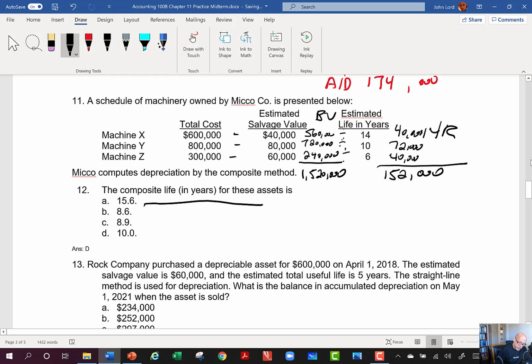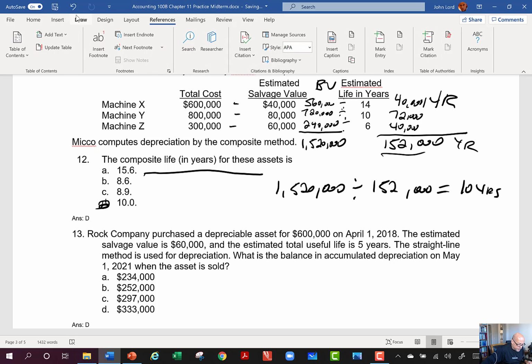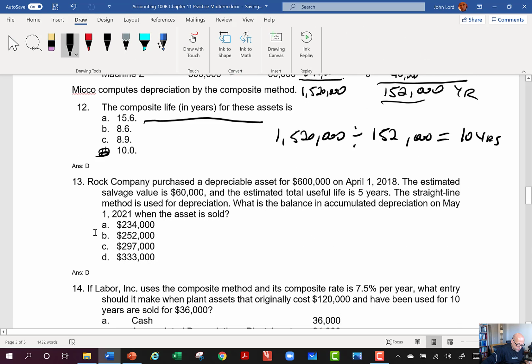So you take that 1,520,000 and divide it by the depreciation expense per year. That means I'm depreciating that asset over 10 years, which is the composite life. Because 1,520,000 divided by 10 gives me the 152,000 per year I calculated up here. I don't think I'd give you something that complicated, but it doesn't hurt to practice with it.